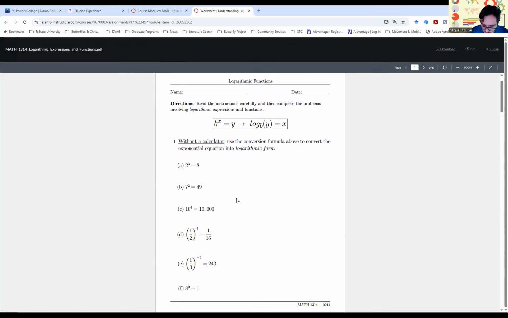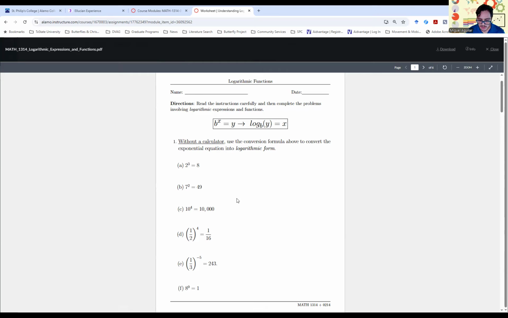All right. This first page has questions A through F. We're going to go through them together. It says, without a calculator, use the conversion formula above to convert the exponential equation into a logarithmic form. So we're going to start off with 2 to the third power equals 8.